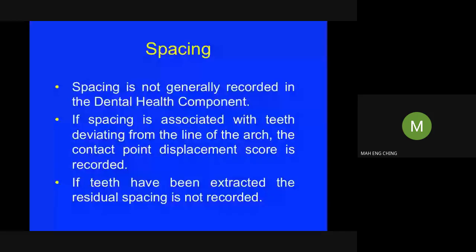One is front, one is back, then it still scores for the displacement, even though they are spaced. But if the tooth has been extracted, then the space is not recorded. So an extracted tooth is not considered for IOTN. Yeah, so you have to take the X-ray and the history properly.